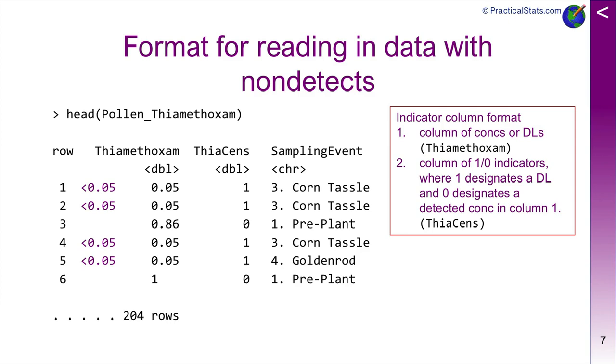The third column, called sampling event, is a character variable. It's just a set of text. The first row is 3 dot space corn tassel. So it's the grouping variable, and we're going to split the data up into these groups and then test to see if the values of thiomethoxam are the same generally in all of the groups, or whether some groups are different than others.